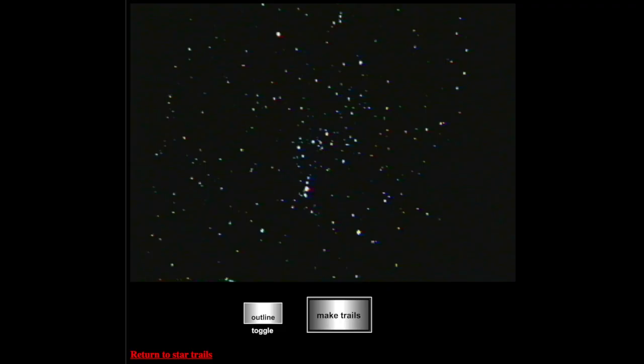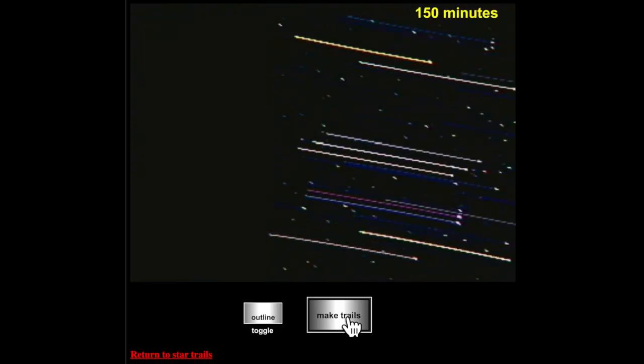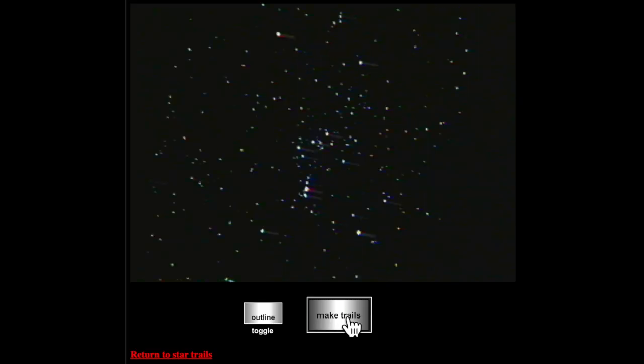The Orion Trails one is a simple one to show how the star trails are made as you go to longer exposures, keeping the shutter open longer. The outline button traces the outline of the Orion constellation with 3 belt stars in the middle. The Make Trails button shows the trails after a 30-minute exposure and then after a 150-minute exposure. These trails are what you see with the star path angles animation.